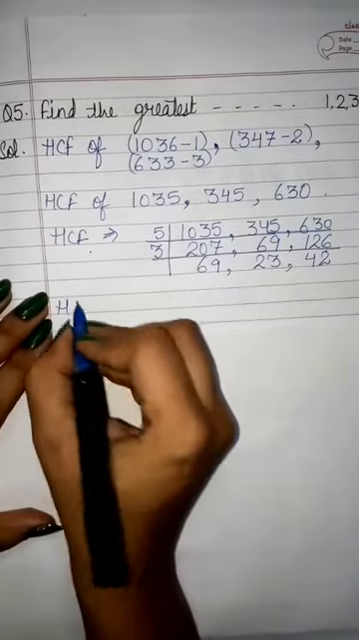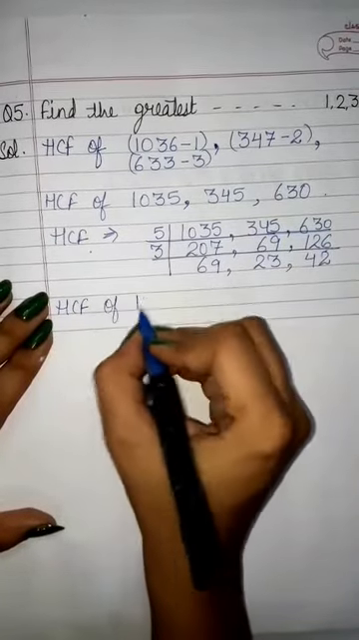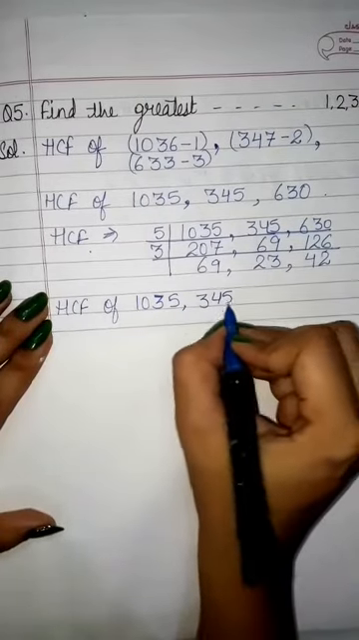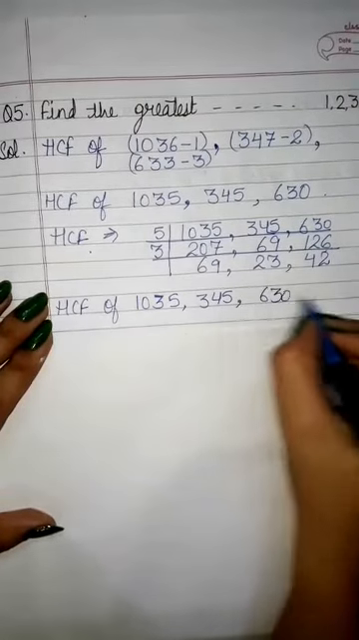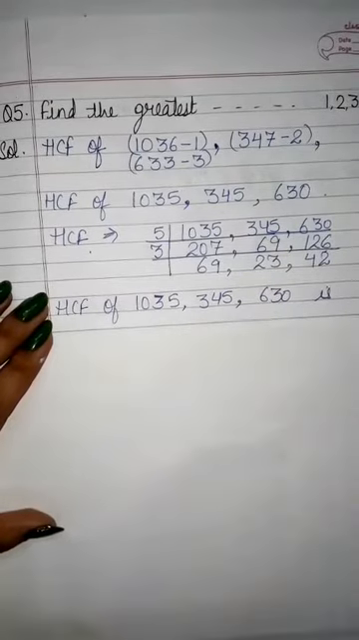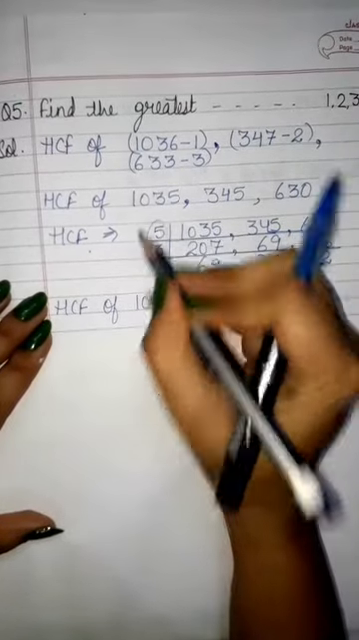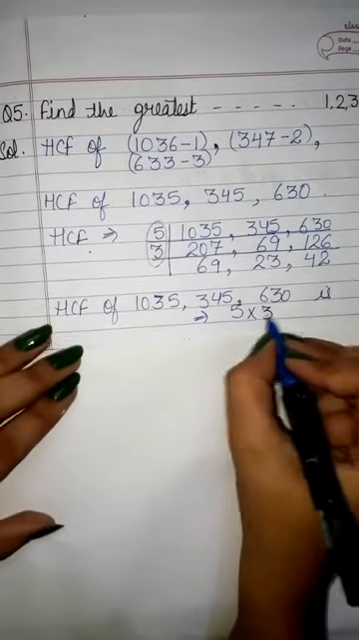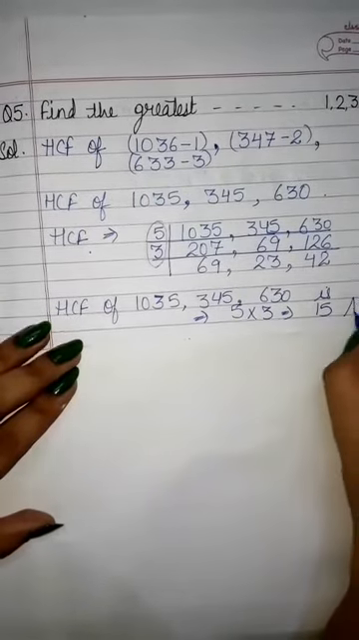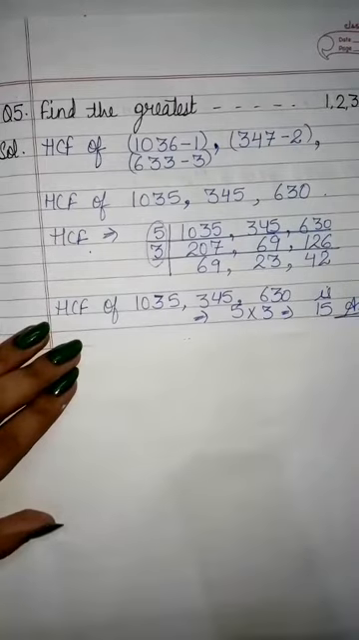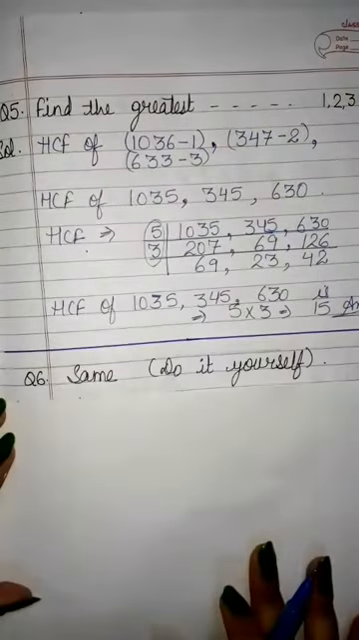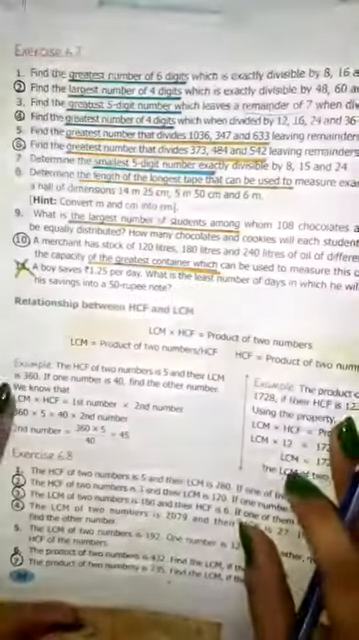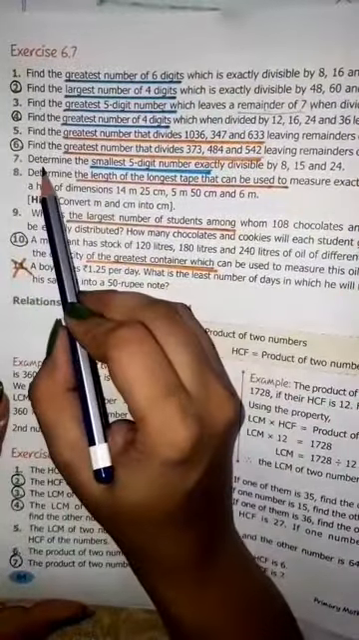So the HCF of 1035, 345 and 630 is only these two common divisible. That will be 5 into 3. So the answer is 15. This is our answer. Question number 6 you will be doing yourself. Now see the next question number 7.